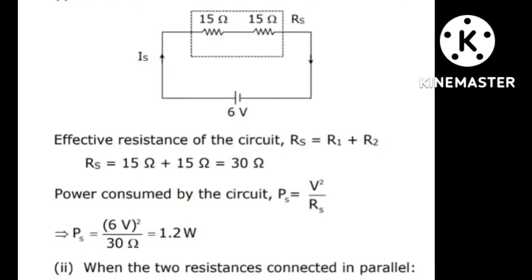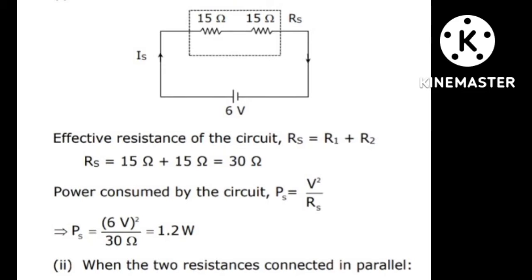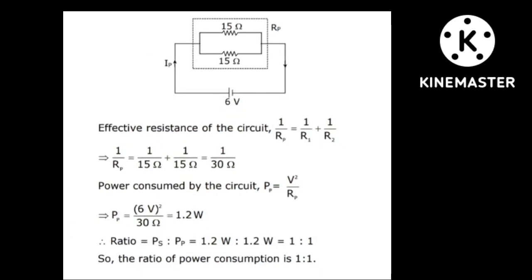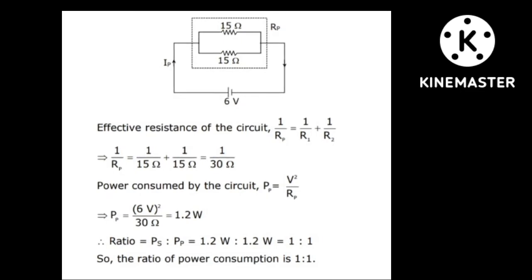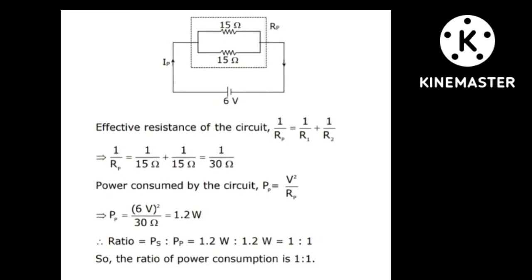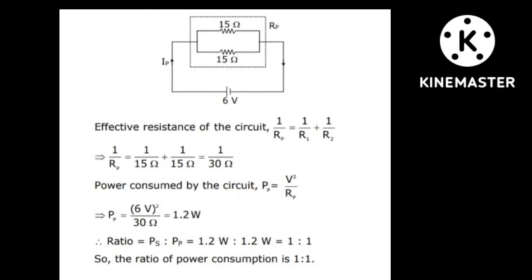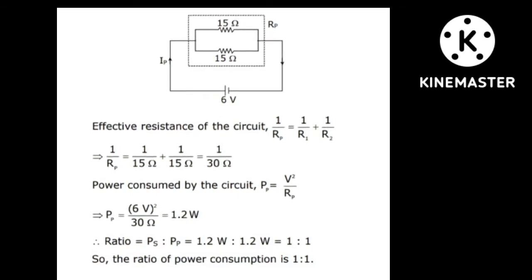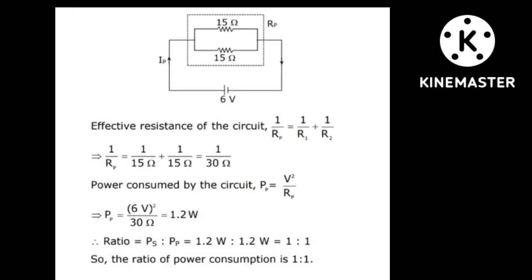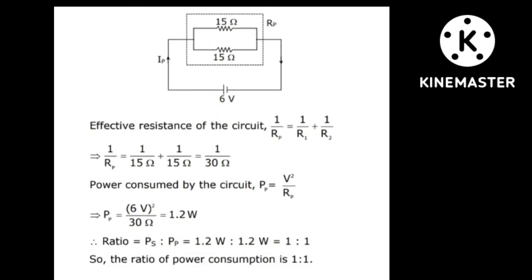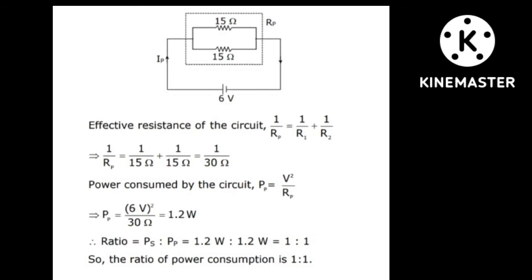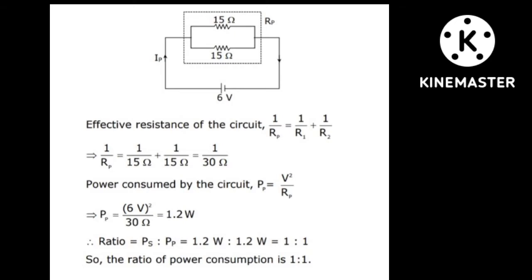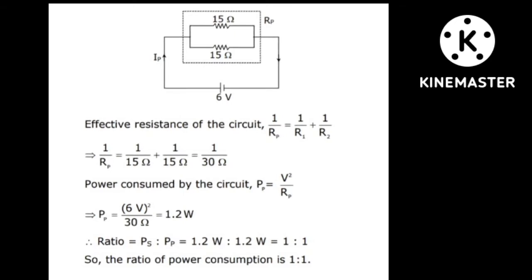Now we can move to the second case. We have to connect the resistors in parallel. In the case of parallel connection, we have to connect both the ends of the resistors together as shown in the diagram. And that end we have to connect to the battery that is having 6 volt. Then what will be the effective resistance? In the case of parallel combination, we have 1 by Rp is equal to 1 by R1 plus 1 by R2, right? Then we can substitute the values, that is 1 by 15 plus 1 by 15, that will be equal to 1 by 30 ohm.